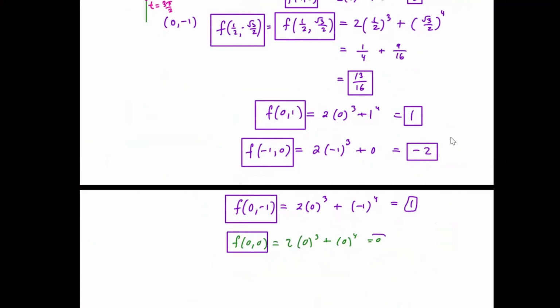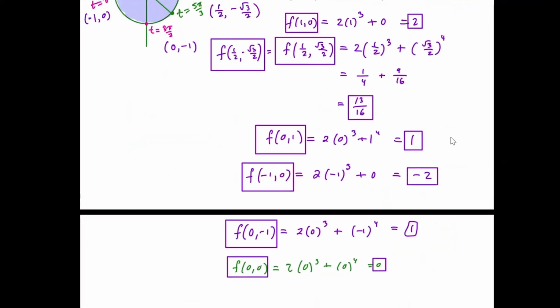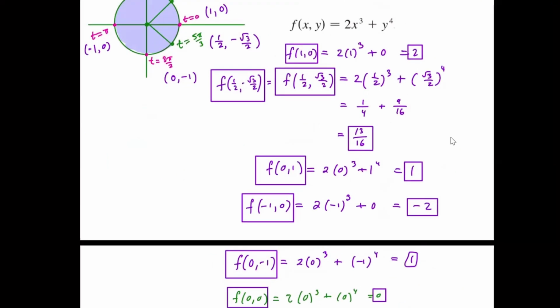Let's see which one is the largest. So it looks like the largest one we have is this one right here. So this will be your absolute max. And the lowest is this one right here, -2. So that would be our absolute minimum. So this is our absolute maximum, and the value is 2, and this will be your absolute minimum.